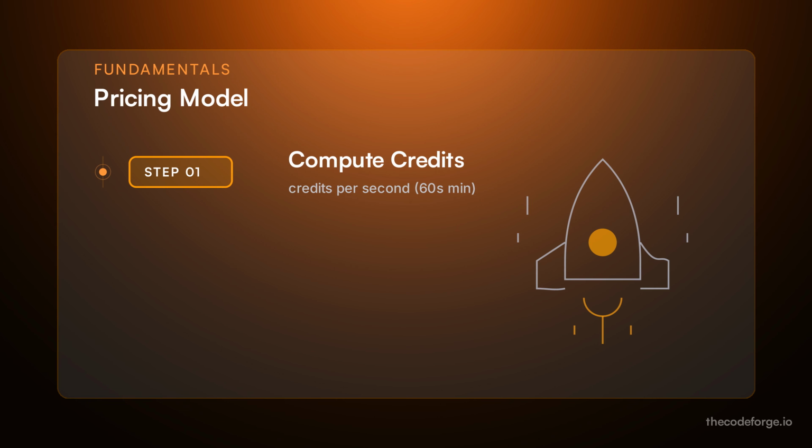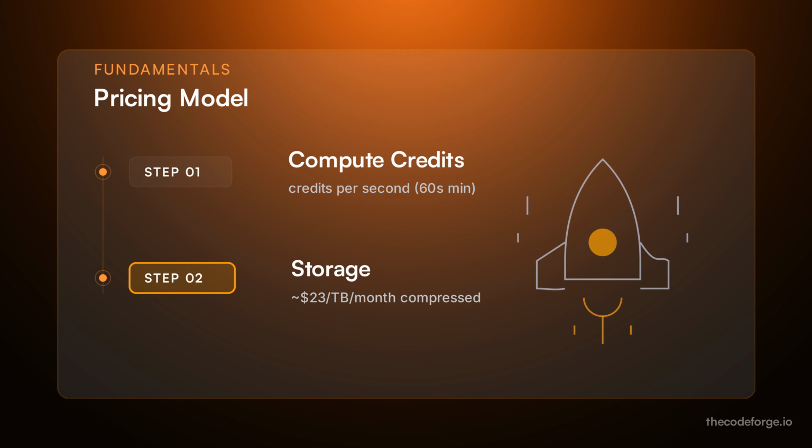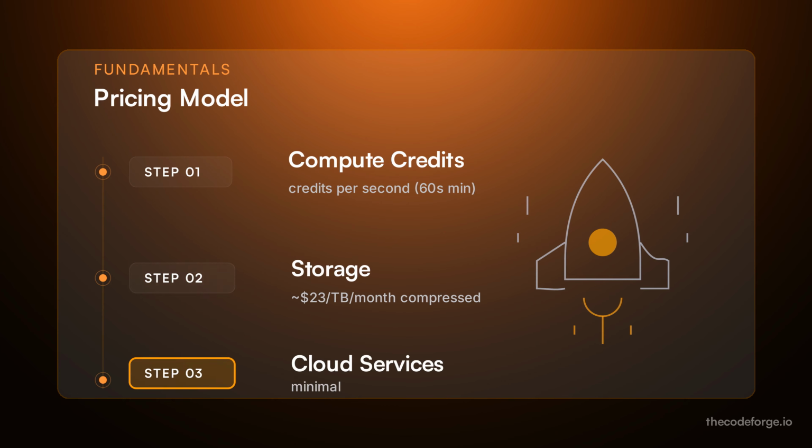Snowflake charges separately for compute and storage. Compute is consumed by virtual warehouses, billed per second with a 60-second minimum. Storage costs are based on compressed data, and cloud services are minimal. Understanding these components is the first step to optimization.